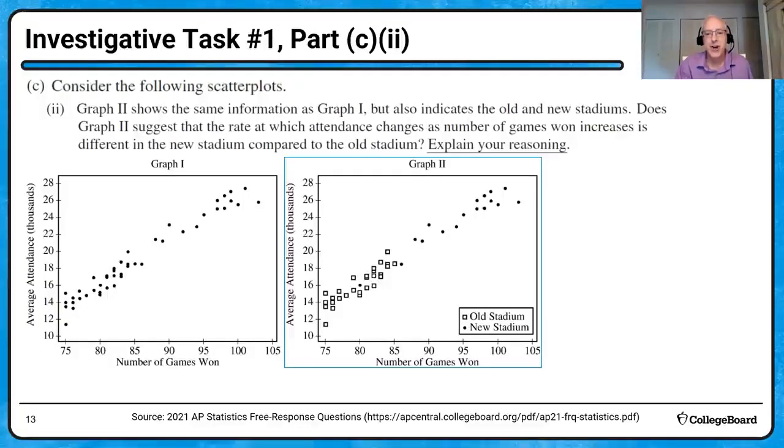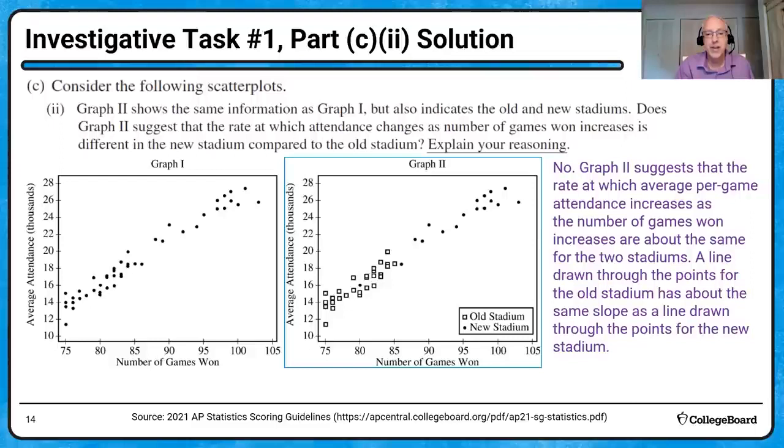So let's take a look here at graph 2. We're focused on the rate at which attendance changes as number of games won increases for each of the two stadiums. All right. Well, I think my answer is no. It looks like the average rate of increase is about the same throughout the graph.